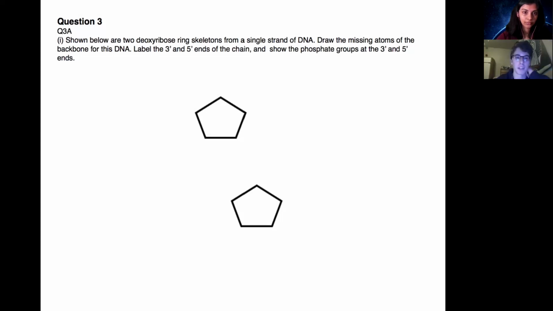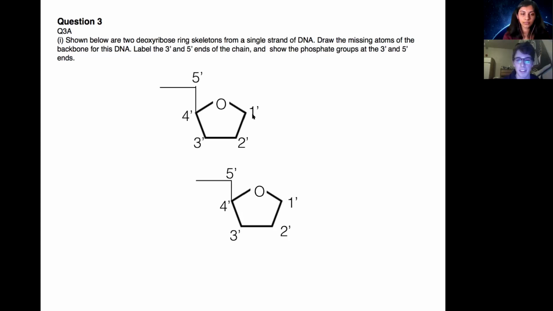All right, so for 3A, it's asking to fill in the skeleton of 2 deoxyribose rings for a single strand of DNA and to label the 3' and 5' ends and show the phosphate groups. So a good way to start doing this would be to number the carbons of the ribose ring. So here you can see they're numbered 1 through 5. And you can sort of identify some critical features based on the number of carbon in the ring. And don't forget to also include the oxygen in the ribose ring.